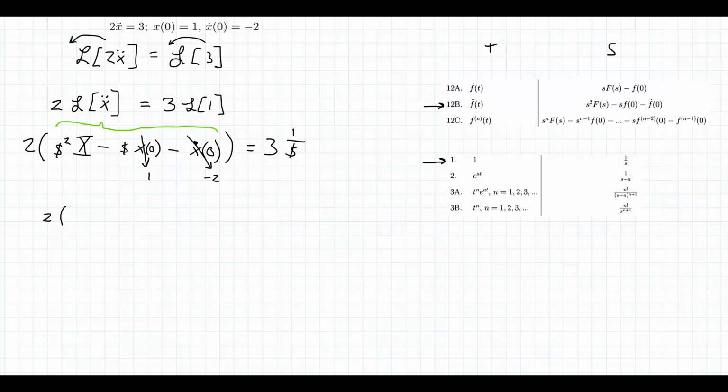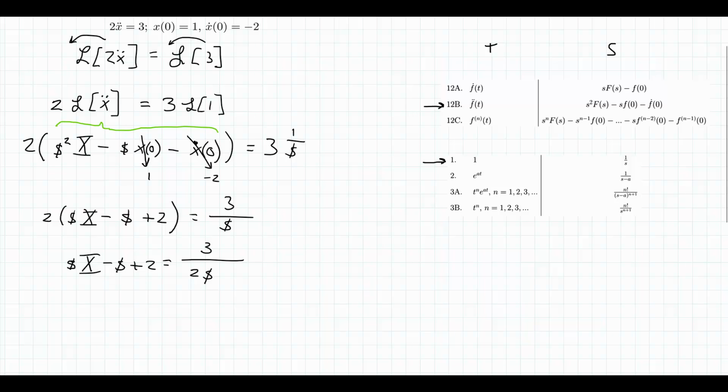So I'll rewrite this while I'm here. So s squared big X minus s times 1 is just s, minus minus 2 is plus 2, equals 3 over s. Right, so again, what am I trying to do? Get big X by itself. I'll divide through by the 2 first. The order I do this in doesn't particularly matter because right now it's just kind of an algebra problem I'm working on. So I'll divide through by the 2, get that on the other side.